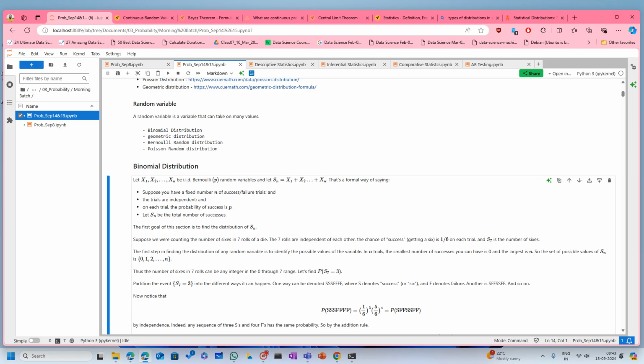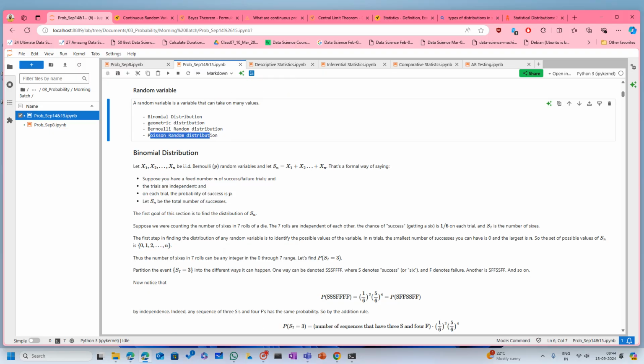Poisson distribution talks about time. For example, if you're working in a call center or in any support team, how many tickets can you expect to receive in the first hour? How many tickets you will get in the second hour? How many tickets you will get in the third hour? Those probabilities that you calculate will be given by Poisson distribution.